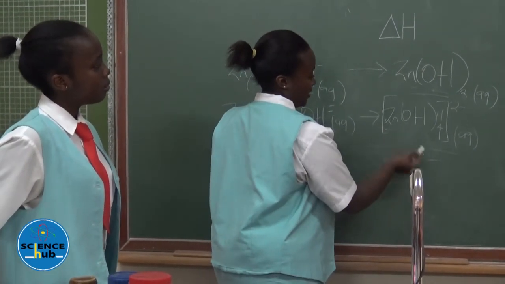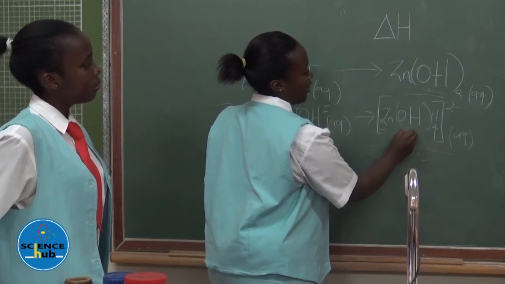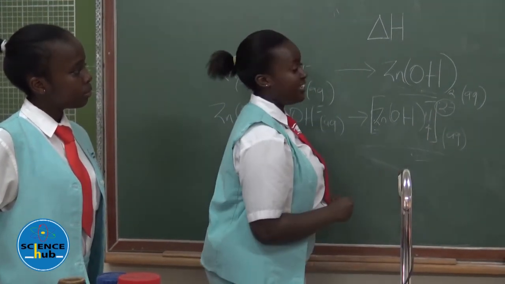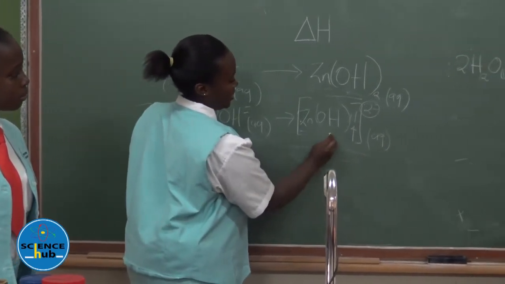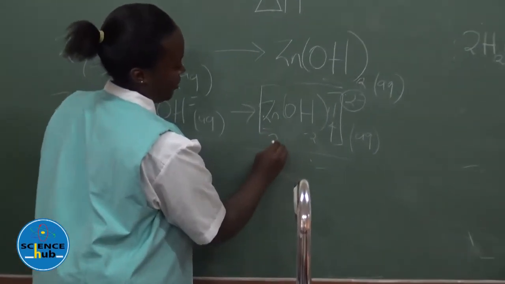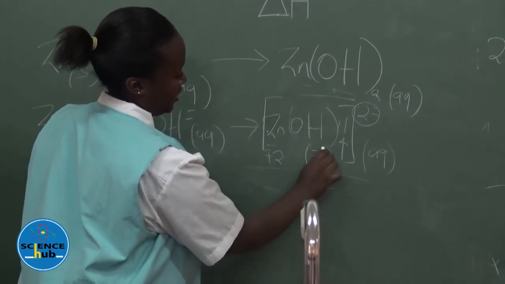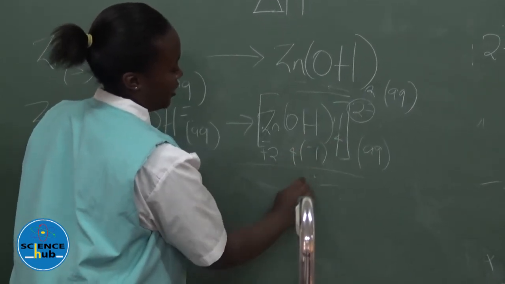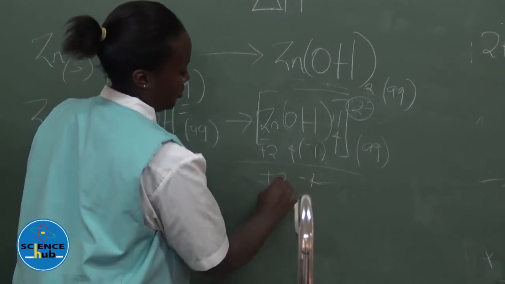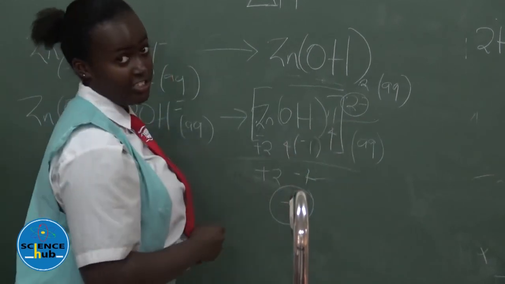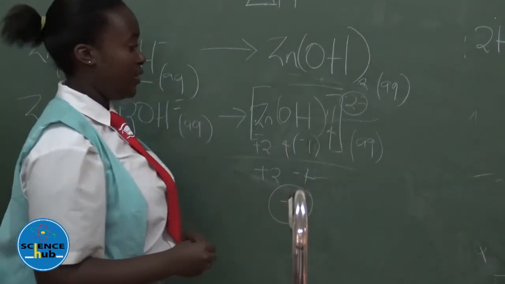The zinc is together with four hydroxide ions, and this negative 2 is a net charge because the zinc produces positive 2. Each hydroxide produces negative 1, but since there are 4, it produces negative 4 and positive 2, making negative 2 as an overall charge. It's aqueous because it is in liquid.